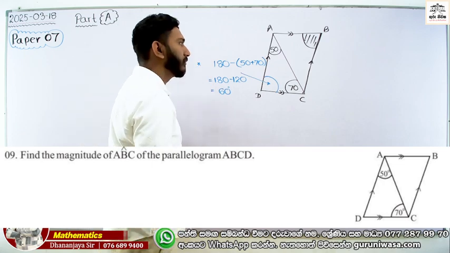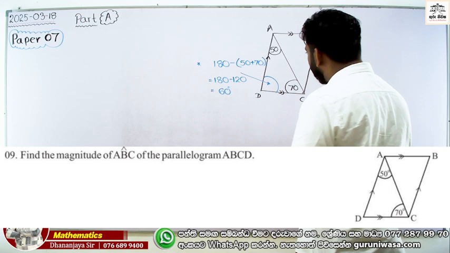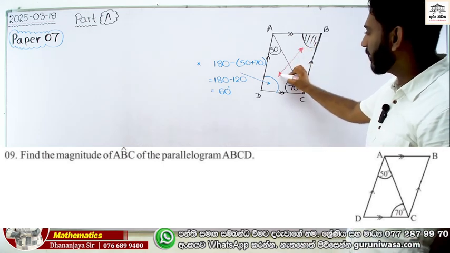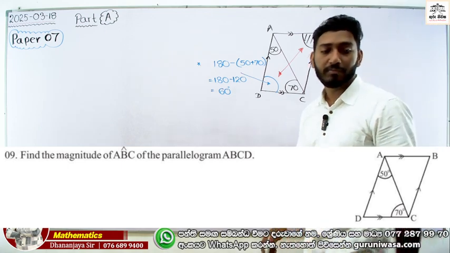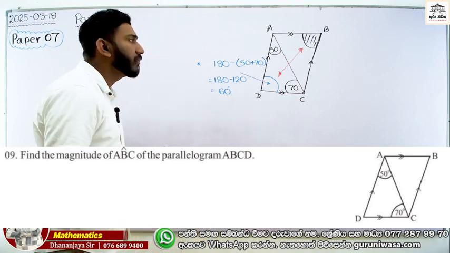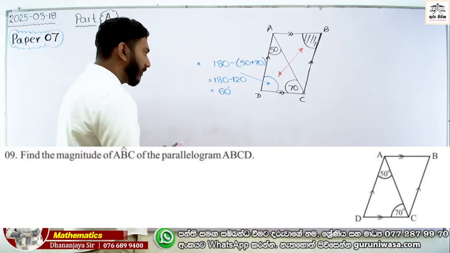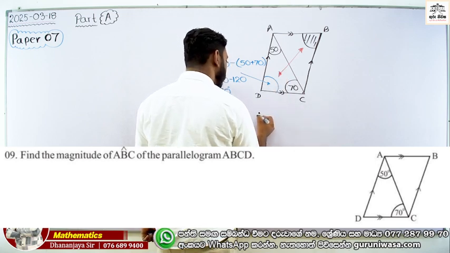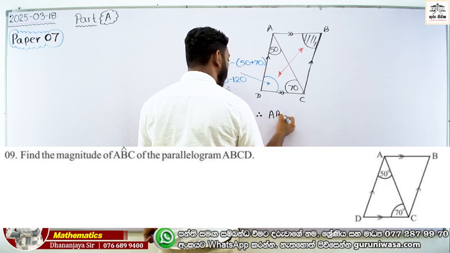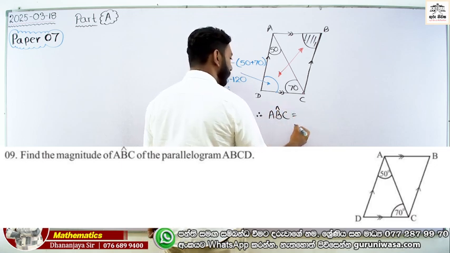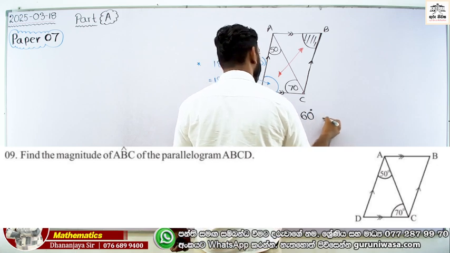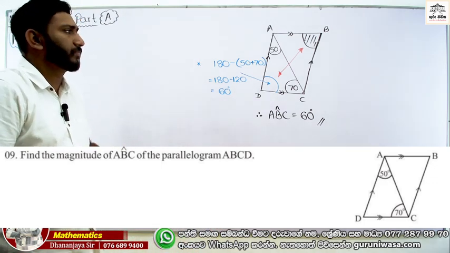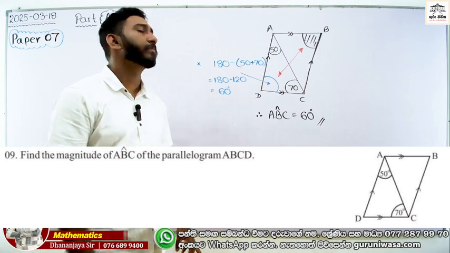And you know the theorem: two opposite angles are equal in a parallelogram. Therefore we can write angle ABC becomes 60 degrees. 60 degrees, right? And this is the only method. Okay, easy now, right?